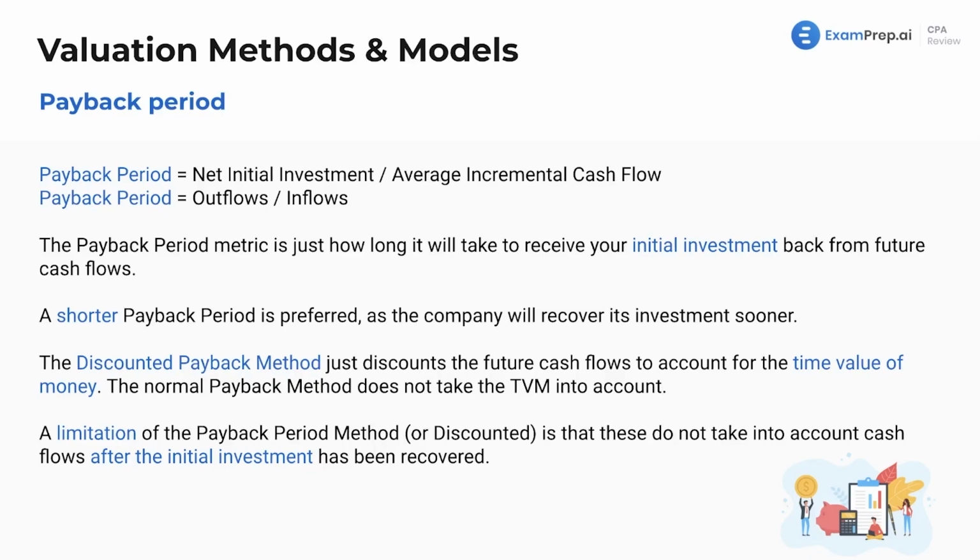The payback period. How long does it take for you to get your money back? Give me my dang money. I want my money. Well, the payback period is the net initial investment. So net investment, we'll see, possibly could have some immediate paybacks or some other factors when we are making our investment, divided by average incremental cash flow, also known as outflows and inflows.